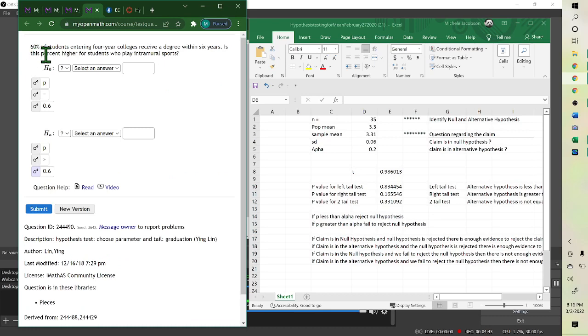Last one, 60% of students entering a four-year college receive a degree within 6 years. Is this percent higher? Okay, this one's a proportion. So we have to use the other table. So I'll do that in the next video.